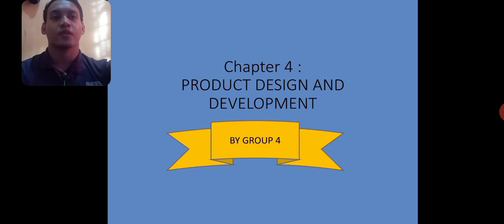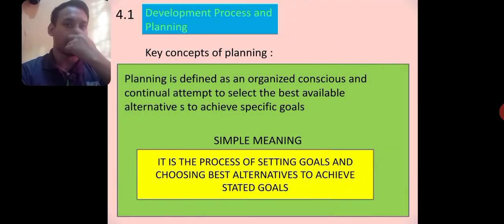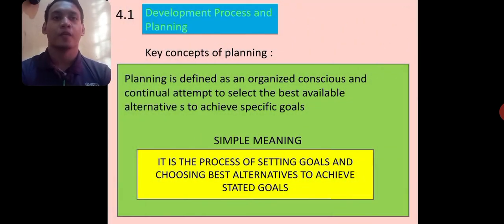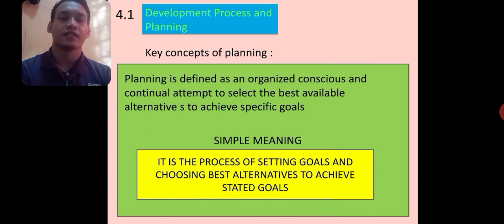Okay, we go to our first slide. Okay, 4.1 development process and planning. The key concept of planning is defined as an organized, conscious, and continual attempt to select the best available alternatives to achieve specific goals. The simple meaning of planning is the process of setting goals and choosing the best alternative to achieve stated goals.